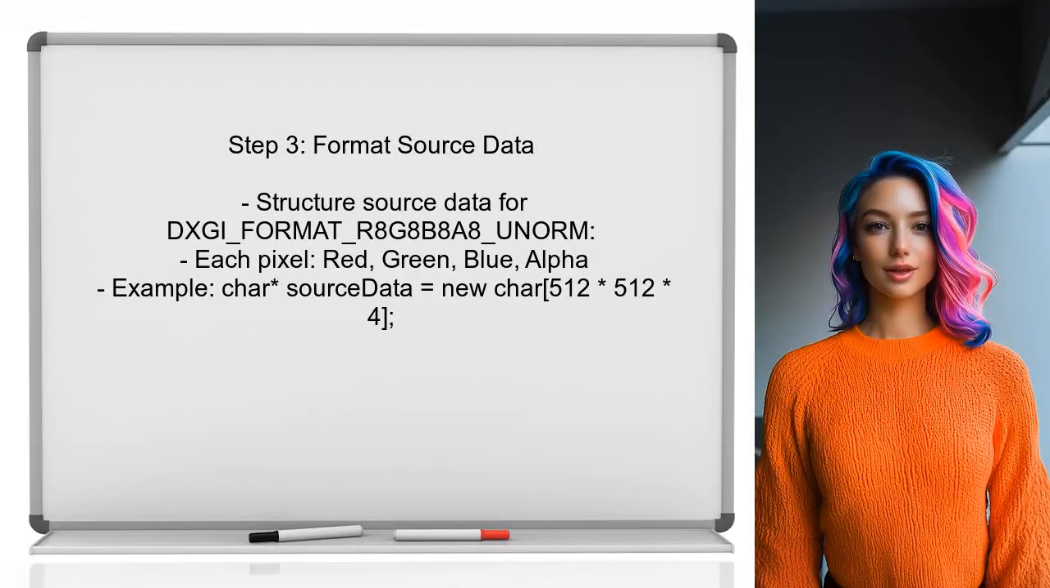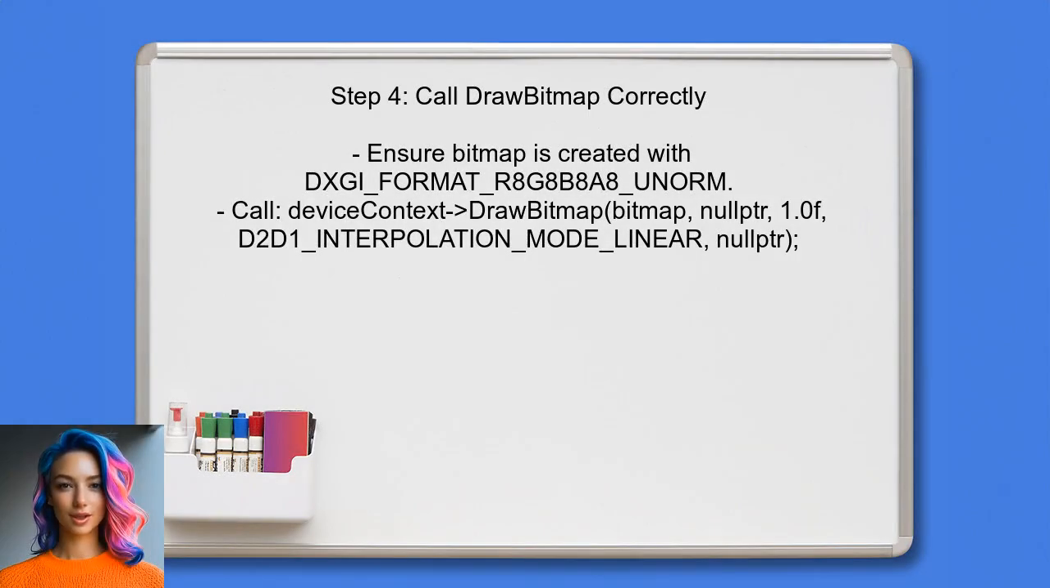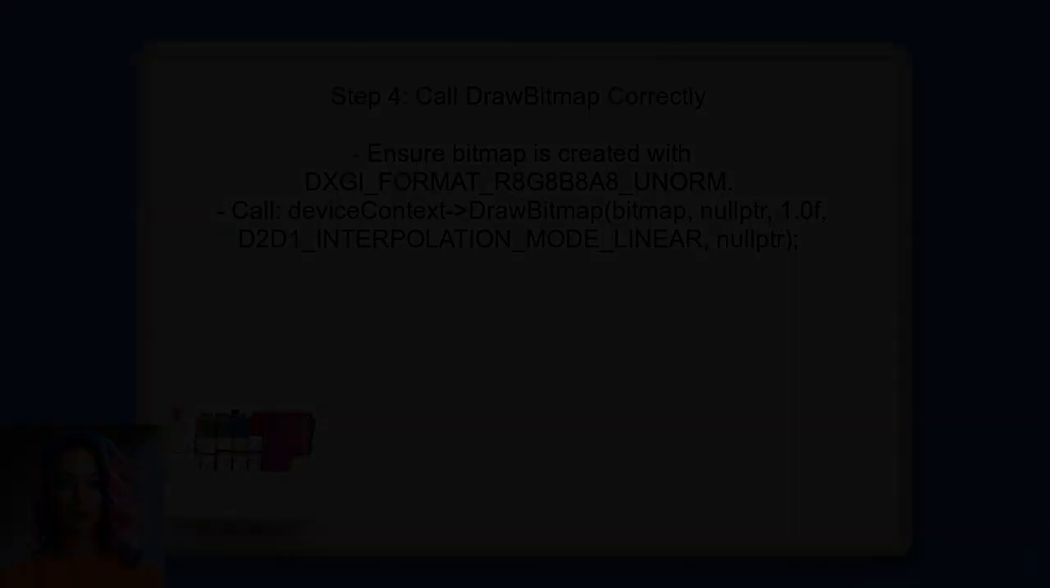After creating the bitmap, the user should ensure that the source data is properly formatted. The data should be structured to match the new pixel format, which includes 3 color channels and an alpha channel. Finally, when calling the DrawBitmap function, the user should ensure that the bitmap is correctly passed and that the parameters are set appropriately for rendering.